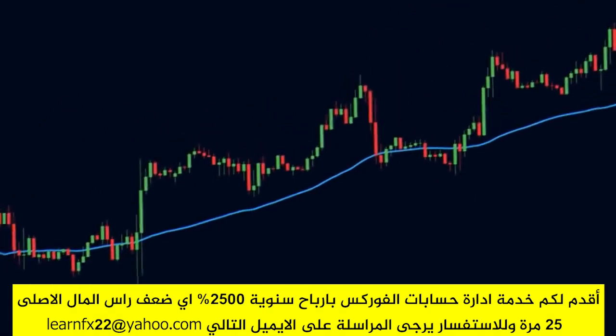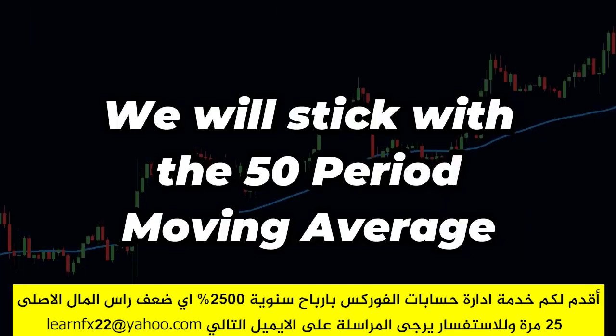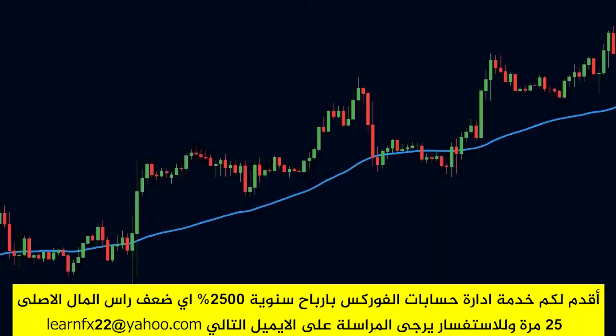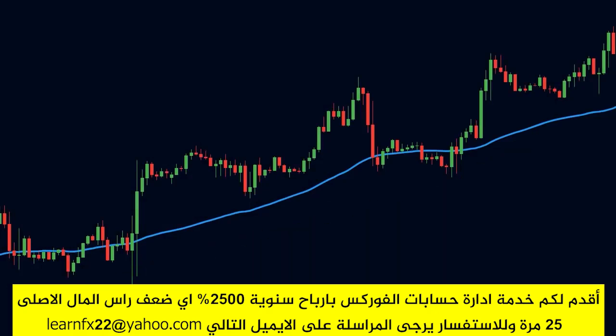Look at this chart. Here, the blue line is a simple 50-period moving average. We can use different moving averages for different trends, but for the sake of this video, we will stick to the 50-period moving average. So, here we see that the price has been trading above the 50 moving average for the most part. The moving average is also sloped upwards. This shows that the price is in a strong uptrend.